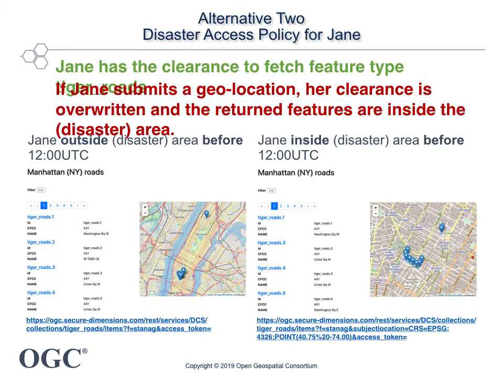As shown on the left, Jane can fetch features north of Central Park. As shown on the right, triggered by the spatiotemporal policy by submitting a subject location parameter, the response reduces the features to the area defined in the policy. As a result, the feature north of Central Park is missing.